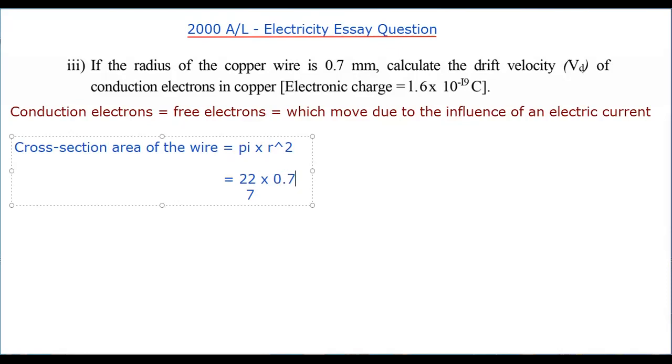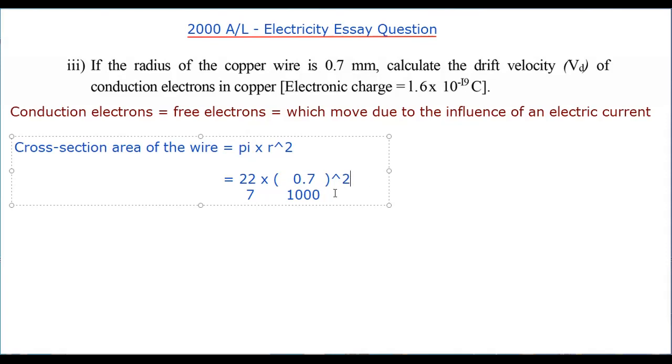0.7. Is it millimeter or meter? Millimeter. What should we do to convert millimeter into meter here? Divide by 1000. Yeah, there are two options. We can divide it by 1000 or multiply it by 10 to the power minus 3. So I'll use your method. I'll divide this 0.7 by 1000. Then 0.7 millimeter is converted into meter. Right. But we should get the square of it.